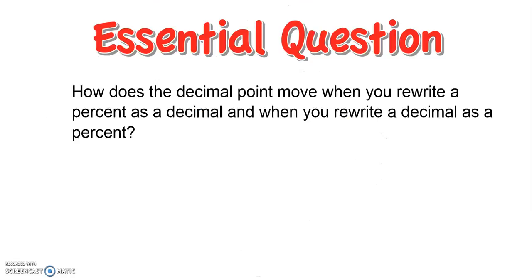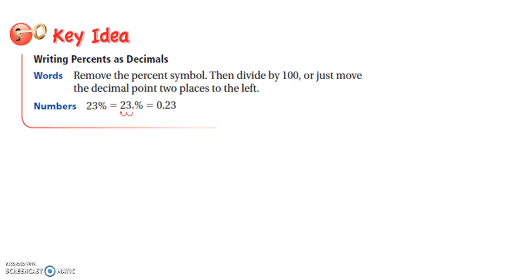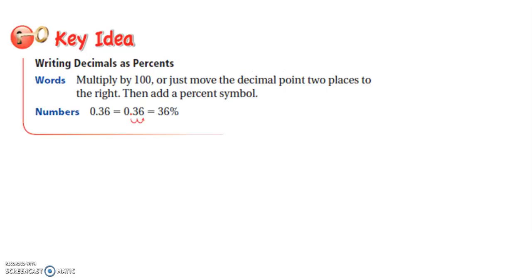Okay, so the essential question: how does the decimal point move when you rewrite a percent as a decimal and when you rewrite a decimal as a percent? Here are the key ideas. Remove the percent symbol, then divide by 100, or just move the decimal point 2 places to the left. Makes sense. And then writing decimals as percents: multiply by 100 or just move the decimal point 2 places to the right. Then add the percent symbol.